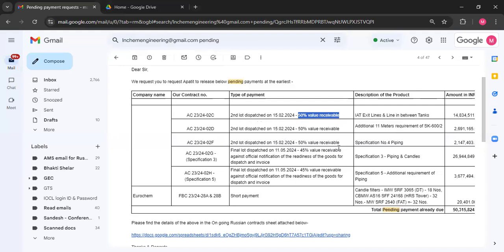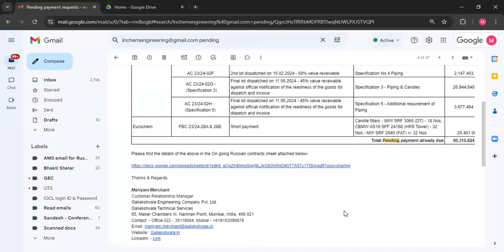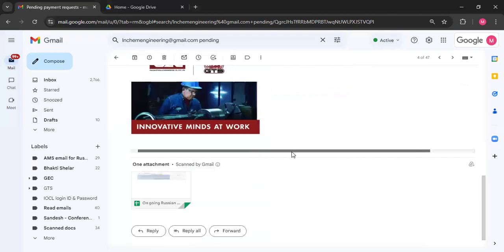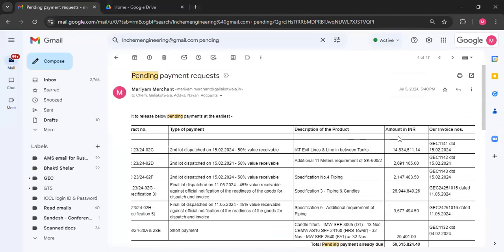Then I did give a description about the product. So I mentioned what these three payments were against. For example, if I'm checking over here, it's IIT exit lines and lines in between tanks. Okay, so this is one example for 0 to C. Now it is giving in-depth information about what this payment is about. Then I go ahead and check, and we will get to know more about the payment.